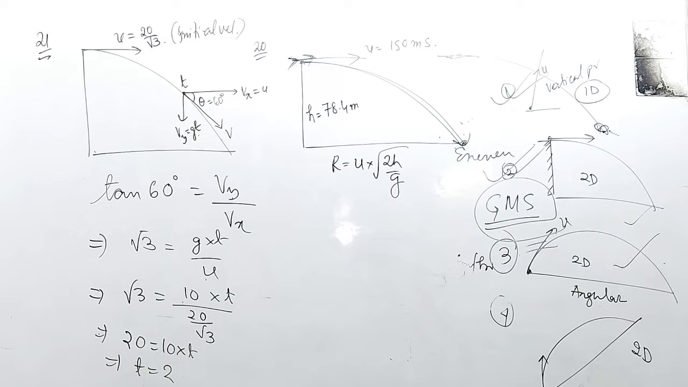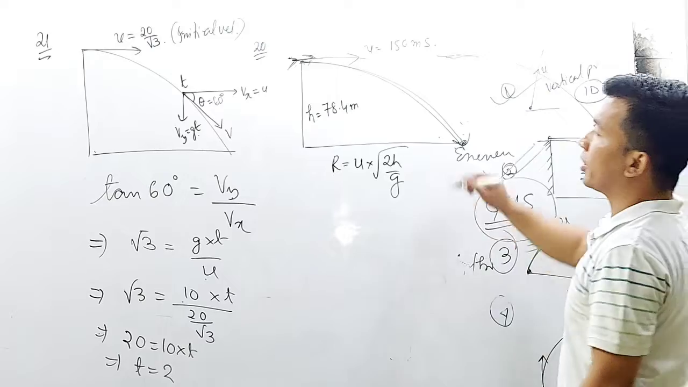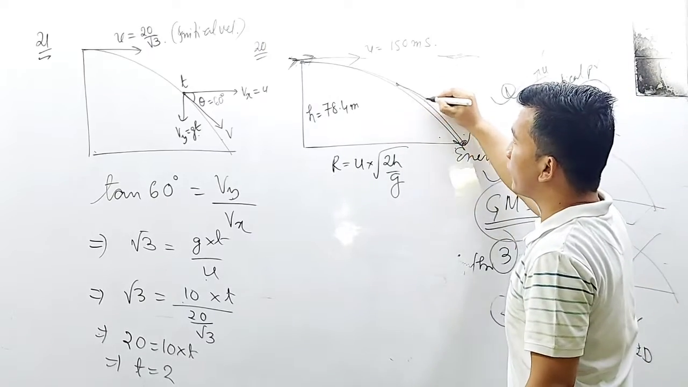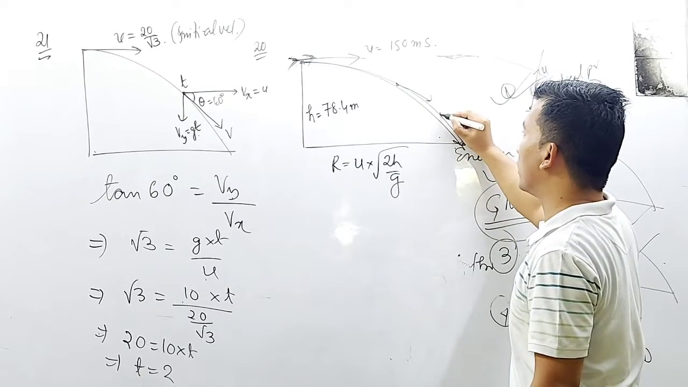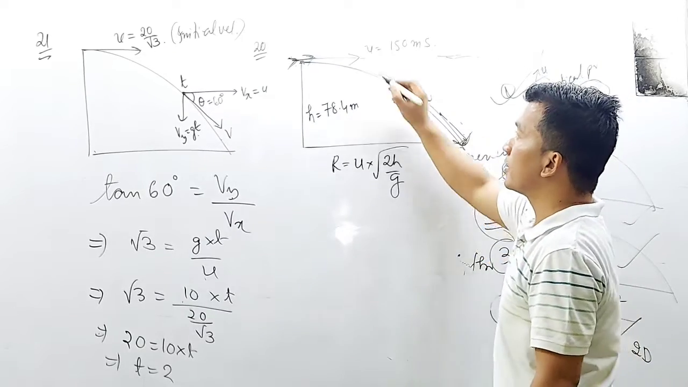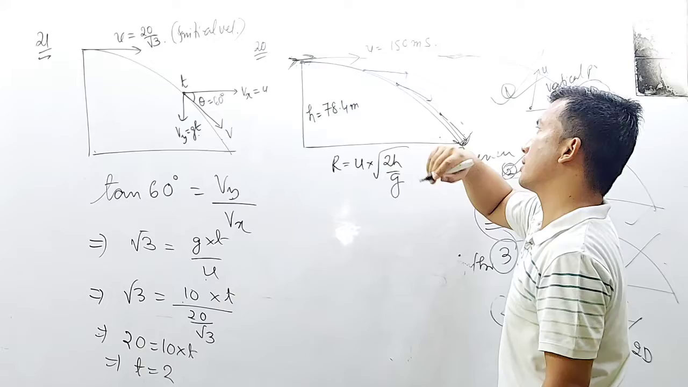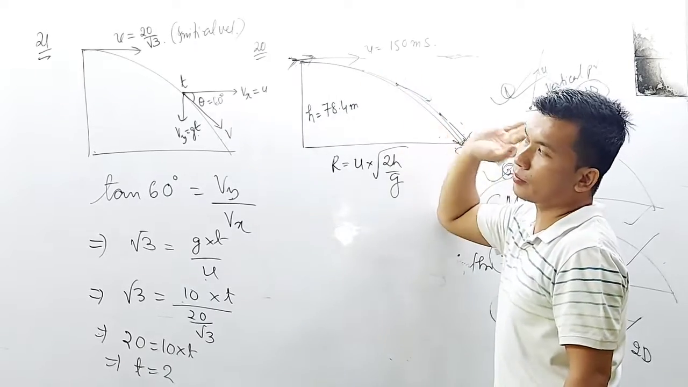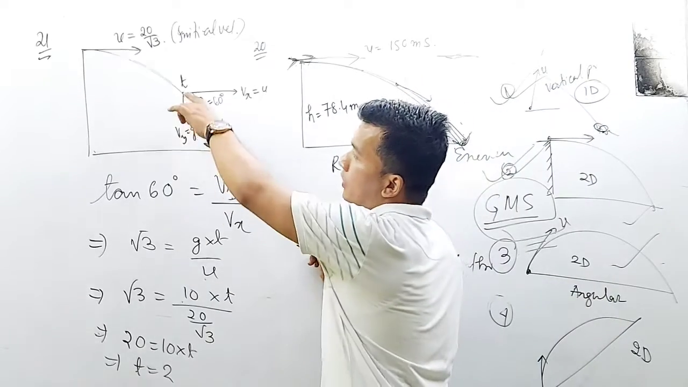If you want to find out the velocity at this point, you have to draw a tangent. You have to draw the tangent like this. We simply draw a tangent at this point.